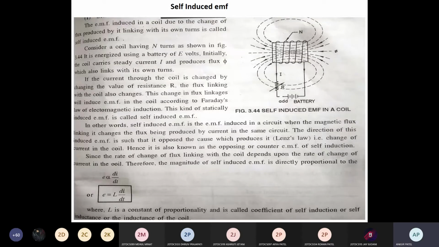So in self-inductance, we change the current by this resistance value, and accordingly change the rate of change of flux, and a coil linked with its own turns has EMF induced, which is called the self-induced EMF. That is given by E equal to L di by dt. So this is the self-induced EMF. Anyone having doubt in self-induced EMF?